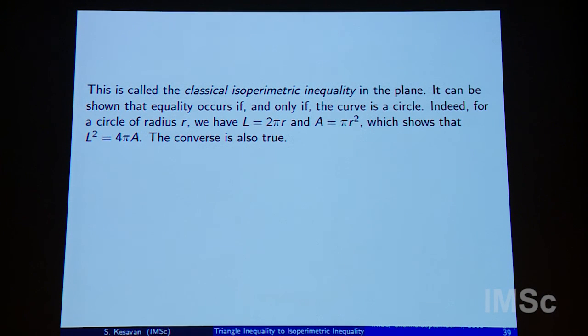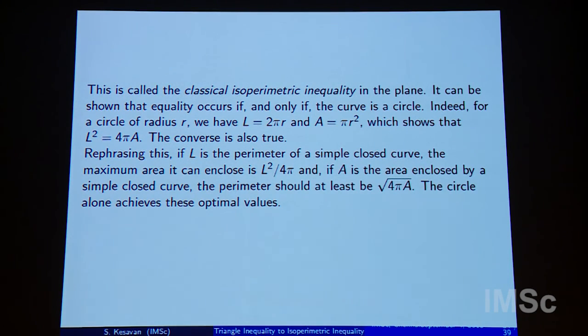Okay, now what does this mean? This means the following. Rephrasing it, if L is the perimeter of a simple closed curve, then the maximum area it can enclose is L square by 4 pi. And if A is the area enclosed by a simple closed curve, then the perimeter should be at least square root of 4 pi A. It can't be less than that. Okay? The circle alone achieves these optimal values.